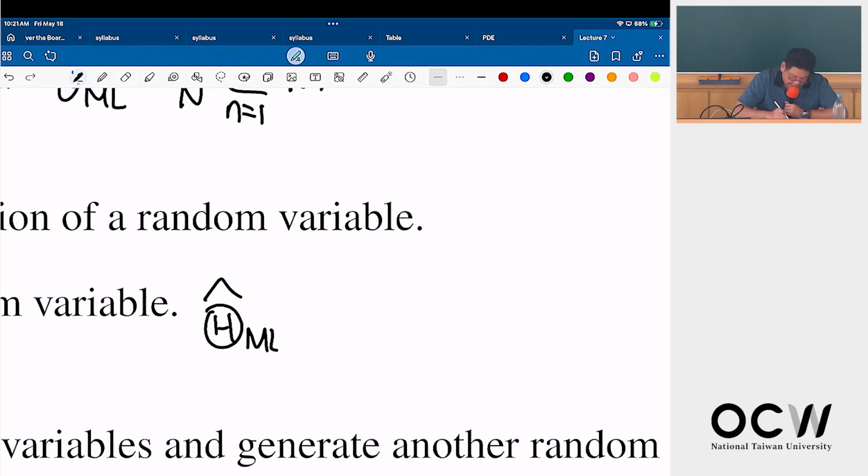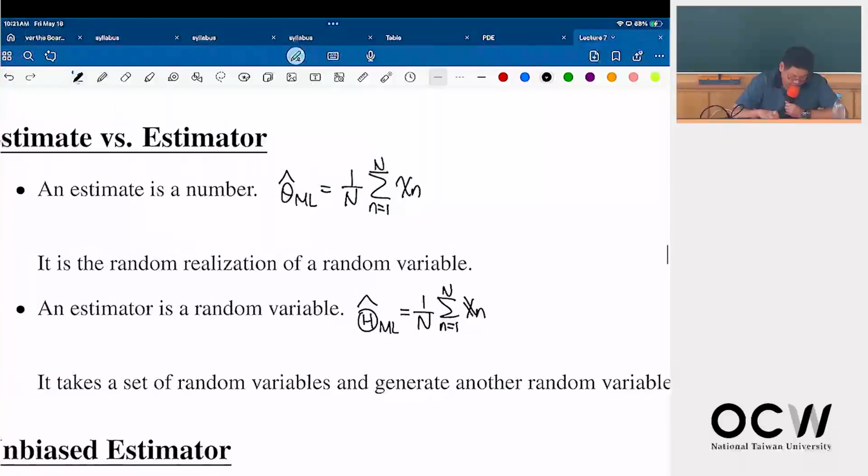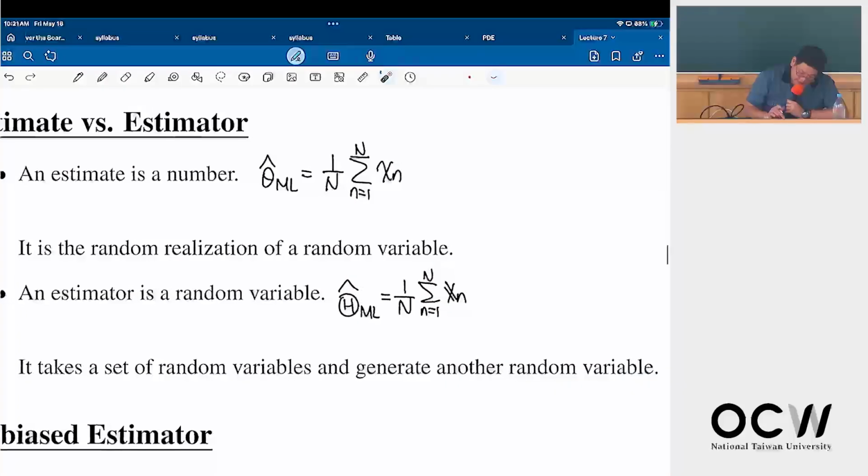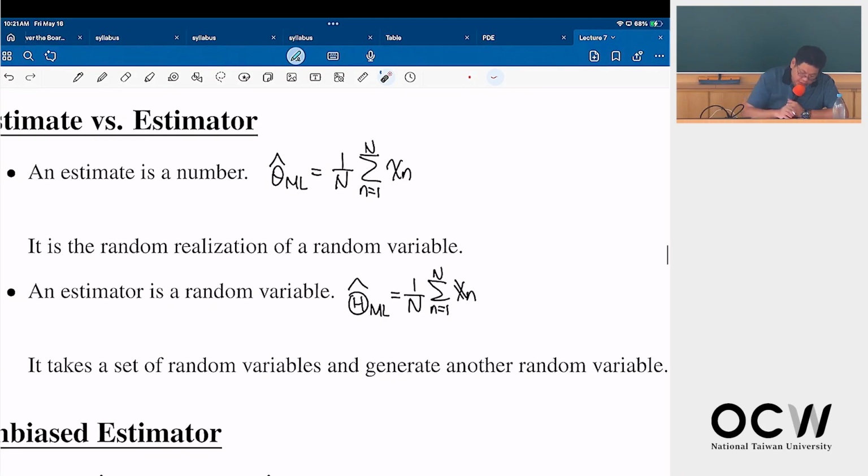Theta hat, this is a random variable. So it takes a set of random variables and then generates another random variable. So I have a random variable x, and I take the average, and we'll say this is another random variable. This is an estimator. Okay, so estimate is a number. Estimator is a random variable.